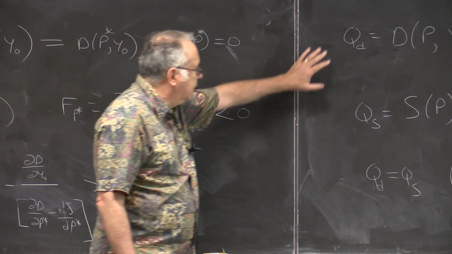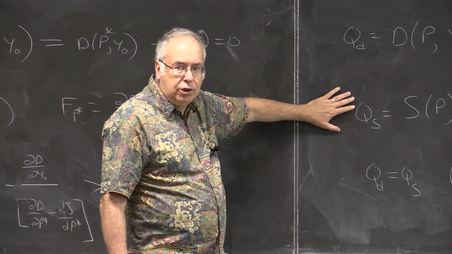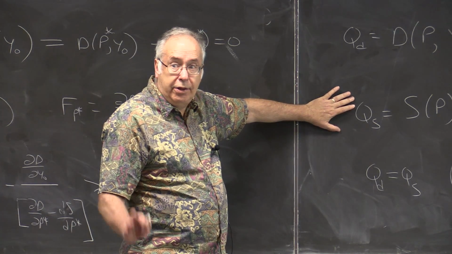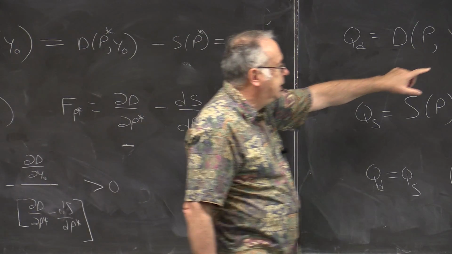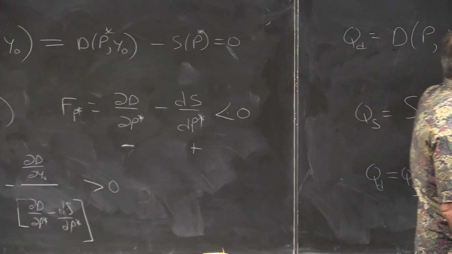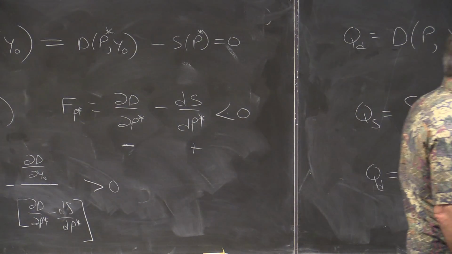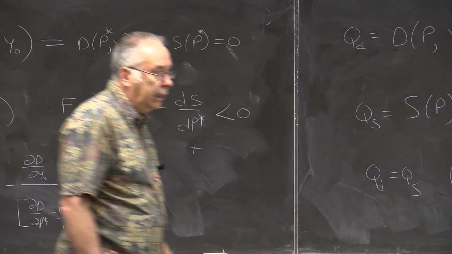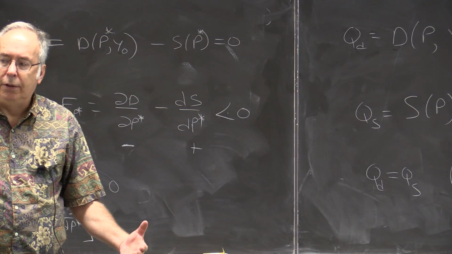But this is a more general result, because we're not making any assumptions about the functional form of demand and supply, other than the signs of these partial derivatives. That's the only restriction we're requiring now. So it's a more general result.